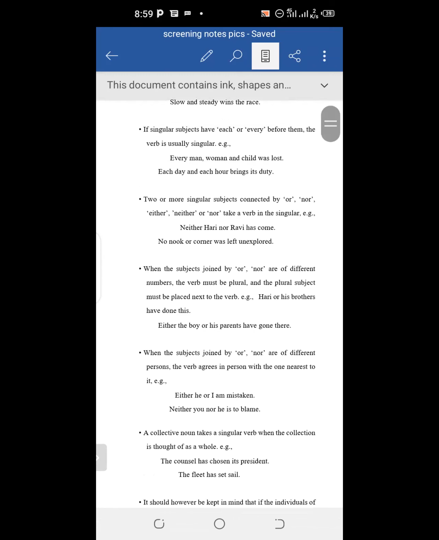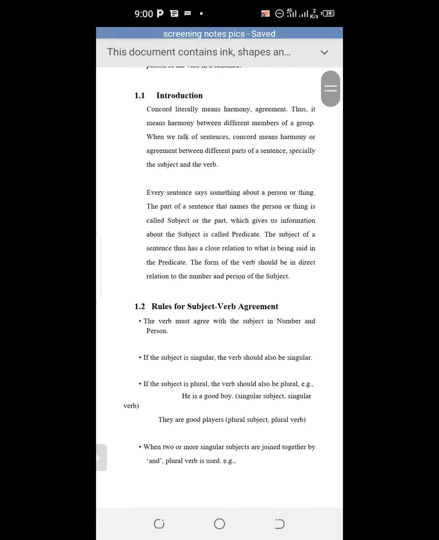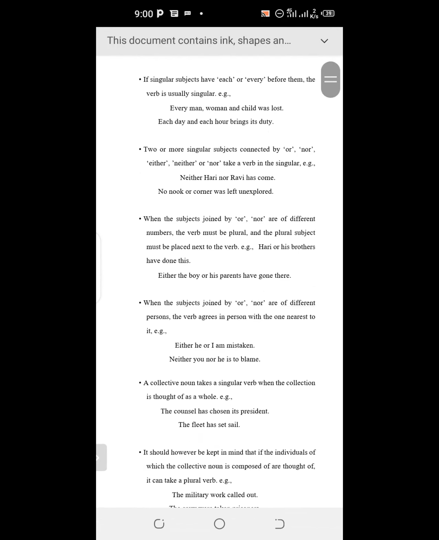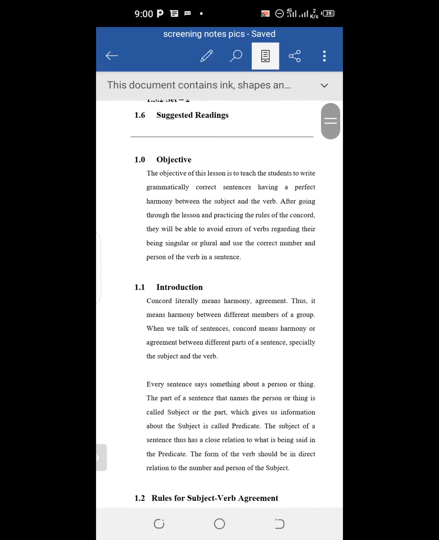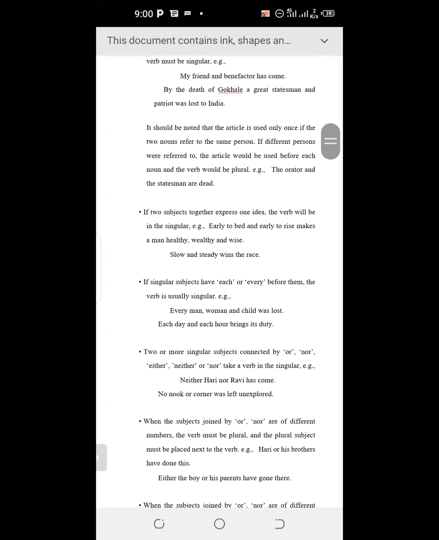So my dear students, this was your first chapter about subject and verb agreement. So whenever you go through the screening test, and especially the English portion, this will help you to solve your questions properly. And let's go and see the objectives. The objective of this lesson is to teach the students to write grammatically correct sentences having a perfect harmony between the subject and the verb. After going through the lesson and practicing the rules of concord, they will be able to avoid errors of verbs regarding their being singular or plural. So after reading and understanding all these rules, you will not face any problem whether to use a singular verb or plural verb.